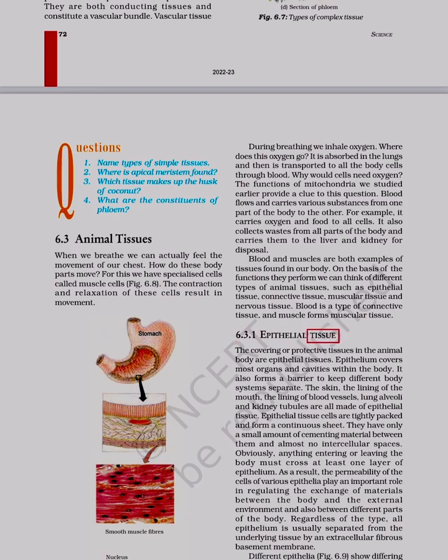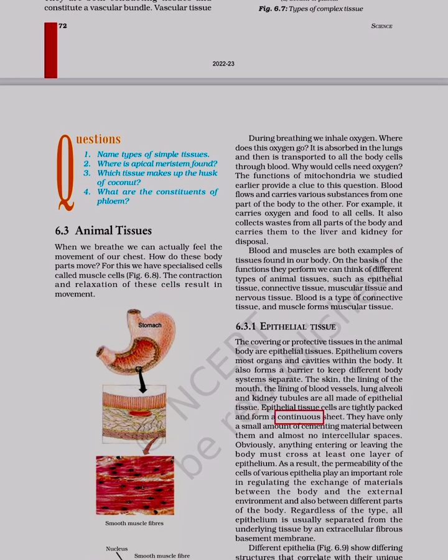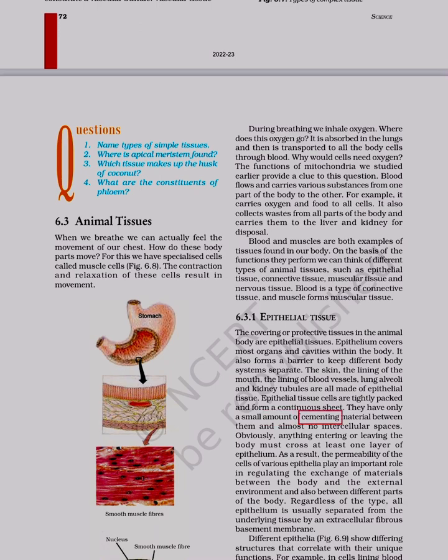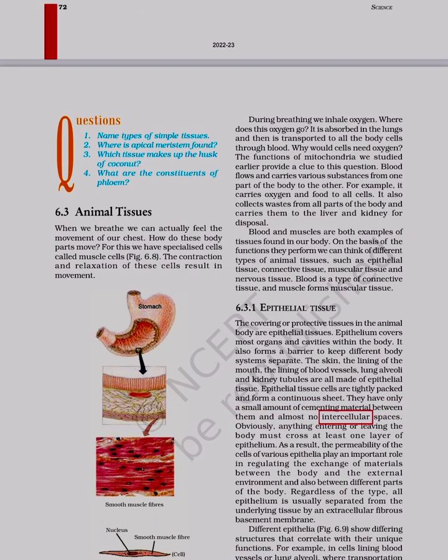6.3.1 Epithelial tissue. The covering or protective tissues in the animal body are epithelial tissues. Epithelium covers most organs and cavities within the body. It also forms a barrier to keep different body systems separate. The skin, the lining of the mouth, the lining of blood vessels, lung alveoli and kidney tubules are all made of epithelial tissue. Epithelial tissue cells are tightly packed and form a continuous sheet. They have only a small amount of cementing material between them and almost no intercellular spaces.